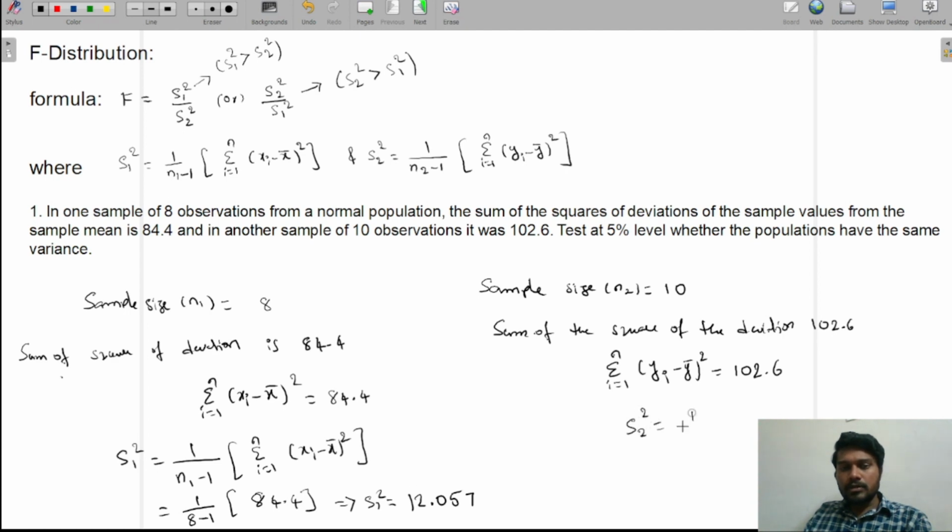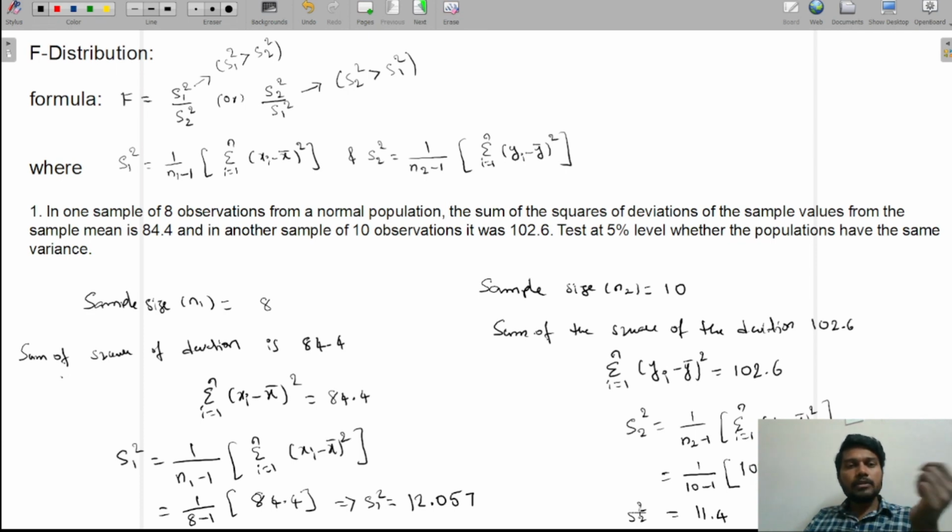Okay, right. So similarly we'll find here the value of s2 square. It is equal to 1 by n2 minus 1 of summation i equal to 1 to n, yi minus y bar whole square. Then we'll substitute the values here. So n2 value 10 minus 1 of summation of yi minus y bar whole square value. How much is given in the question? 102.6. Okay, so by solving, the solution s2 square equal to 11.4, right? So now I got the values of s1 square and s2 square.